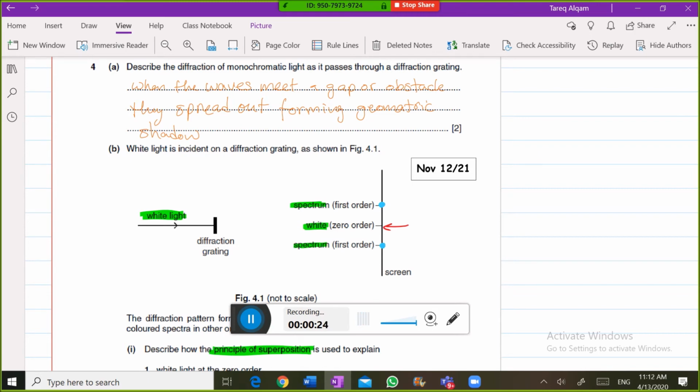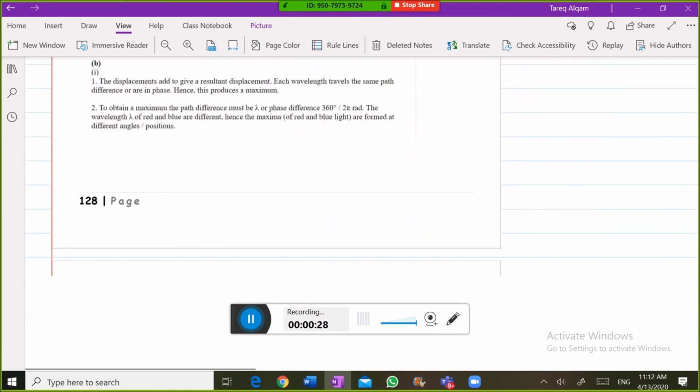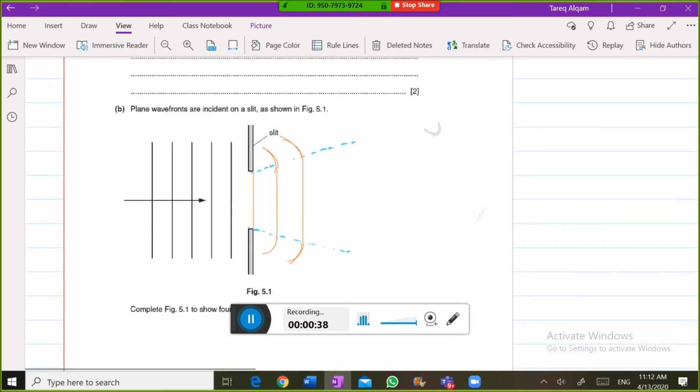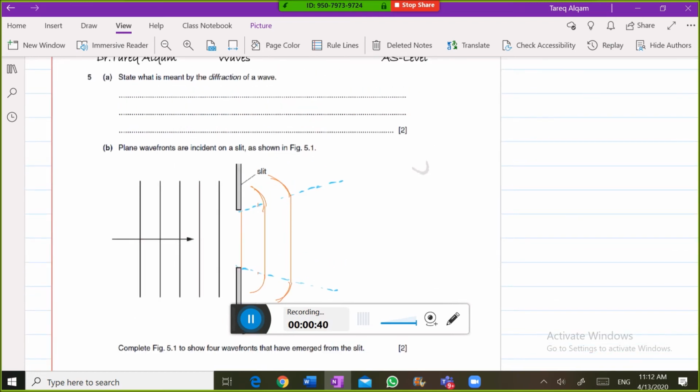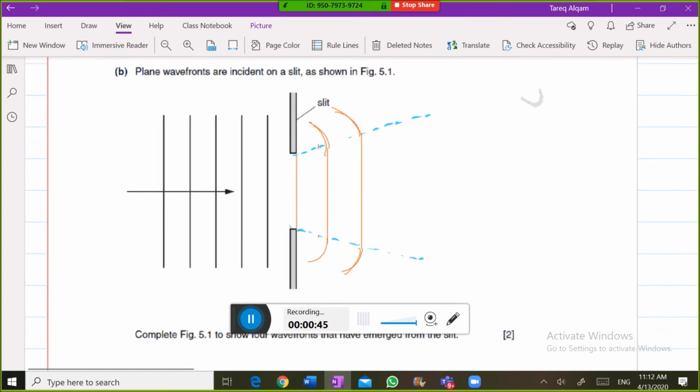Now, let's do another question. Here, state what is meant by diffraction of waves, as we mentioned before. When the waves meet an obstacle or boundary, they will spread out, right, forming a geometric shadow. We have to write this.